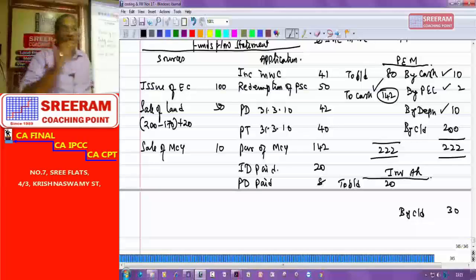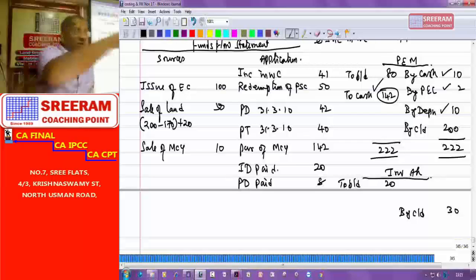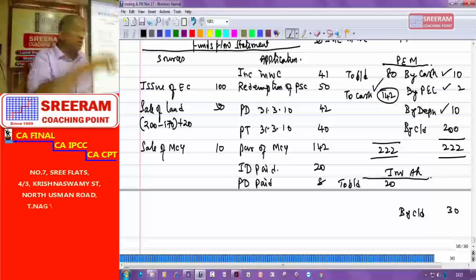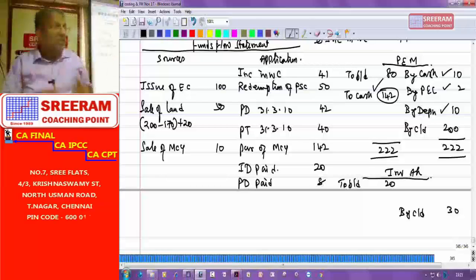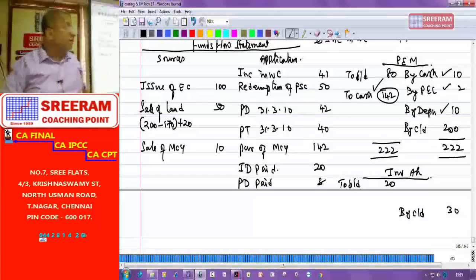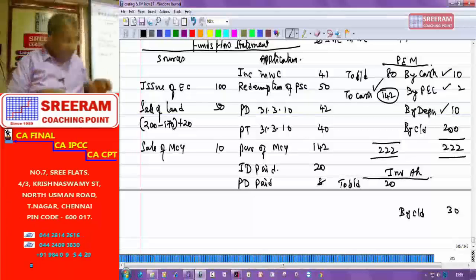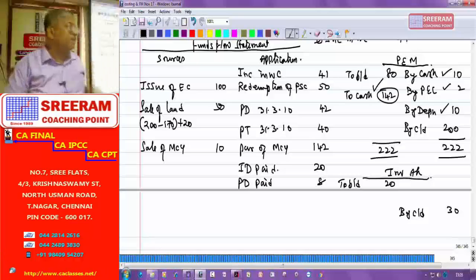Please understand: the dividend was about to be declared at the point of time you bought the shares, and therefore you paid a little more than the worth of the share. When you subsequently receive the dividend, it cannot be credited to the P&L account. That should be credited only to the investments account. That is what they have done in this particular problem. Are you understanding, all of you?